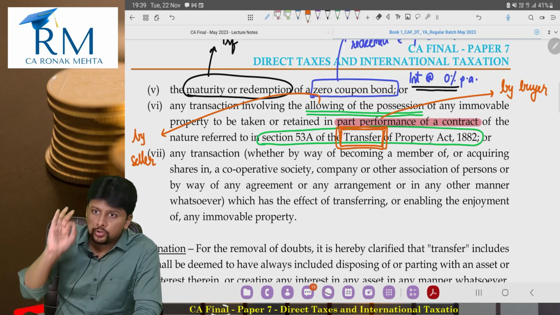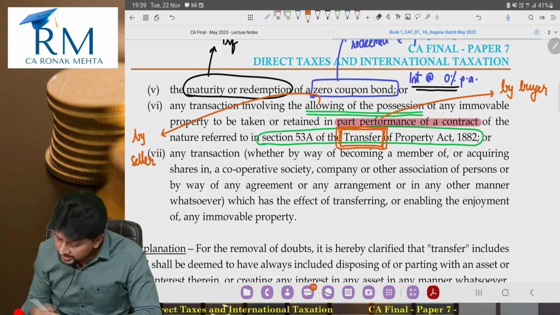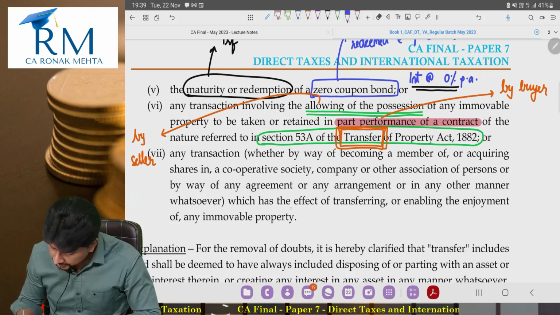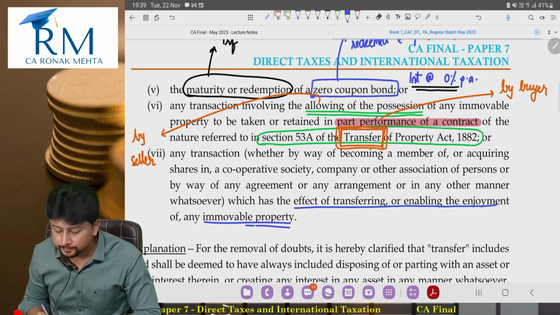So you have executed the transaction. It is considered as a transfer. And the last one, any transaction which has the effect of transferring or enabling the enjoyment of any immovable property.